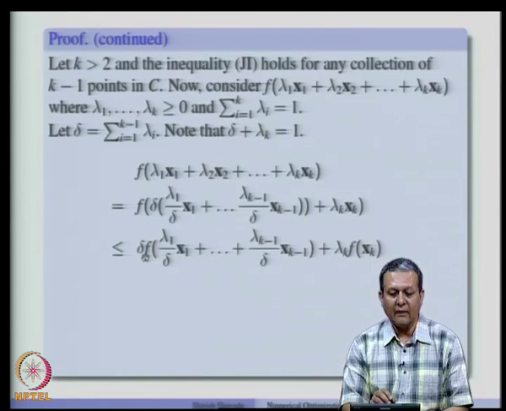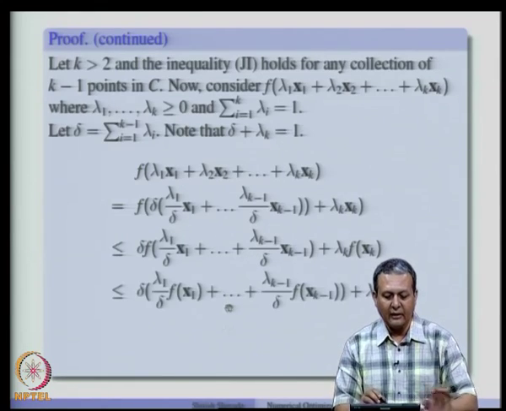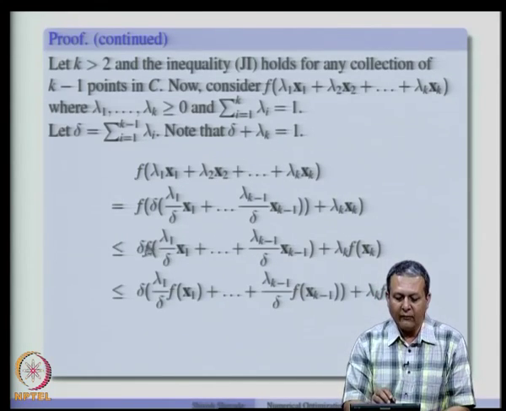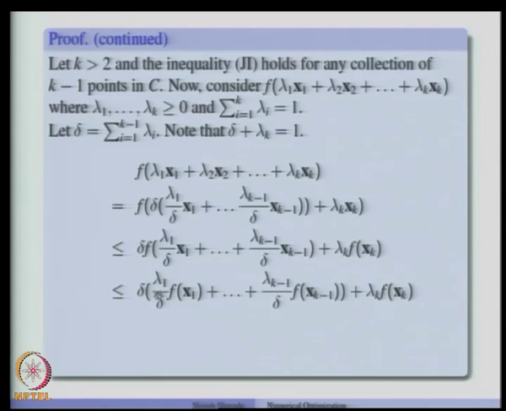Since f is convex and Jensen's inequality holds for k minus 1 points, we can expand this and write it further as: f of this quantity is less than or equal to lambda 1 by delta f of x1 plus so on up to lambda k minus 1 by delta times f of x(k-1). Now, when we simplify, what we get is lambda 1 f of x1 plus lambda 2 f of x2 up to lambda k f of xk. So, this implies that Jensen's inequality holds for k if f is a convex function.